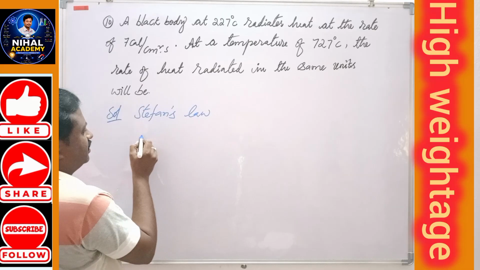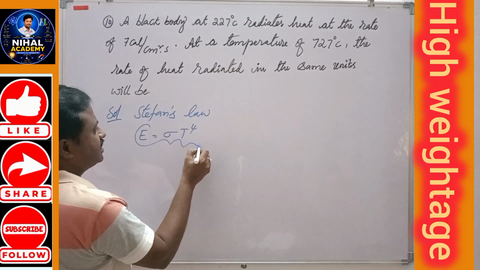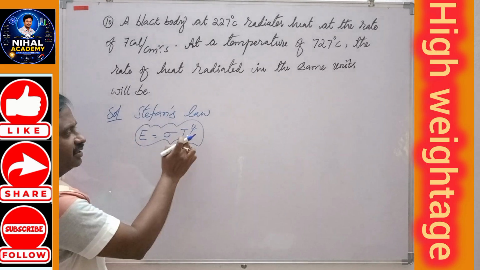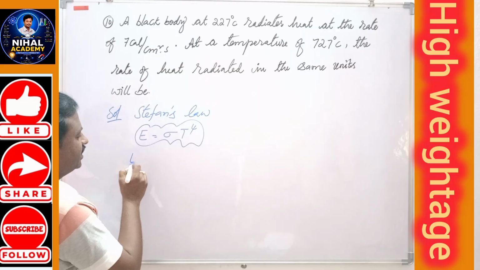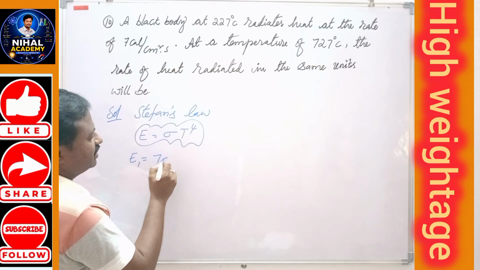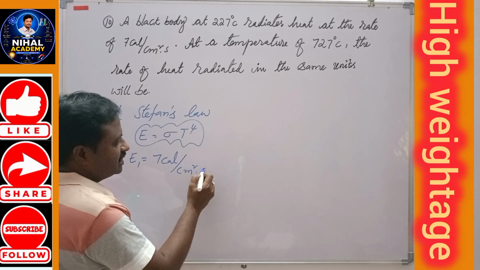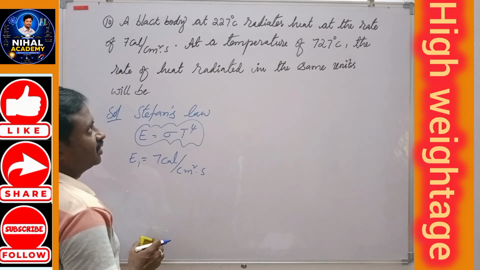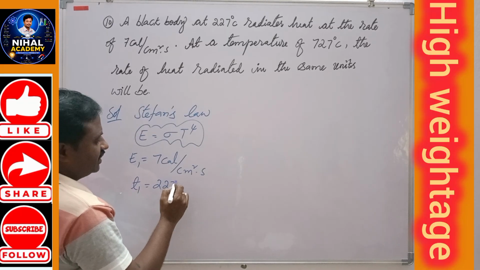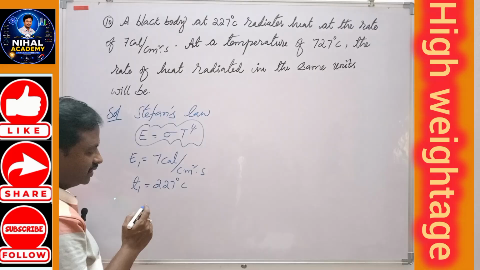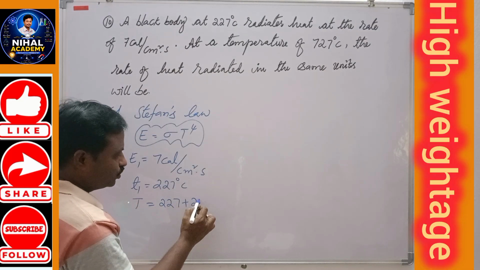Stefan's law, E is equal to sigma T power 4. So this is Stefan's law, that is the energy radiated and temperature relation. Now by using this, E1 is given, E1 is equal to 7 calorie per centimeter square second, and here the temperature T1 is equal to 227 degrees Celsius. This we have to convert into absolute temperature, that is T is equal to 227 plus 273.